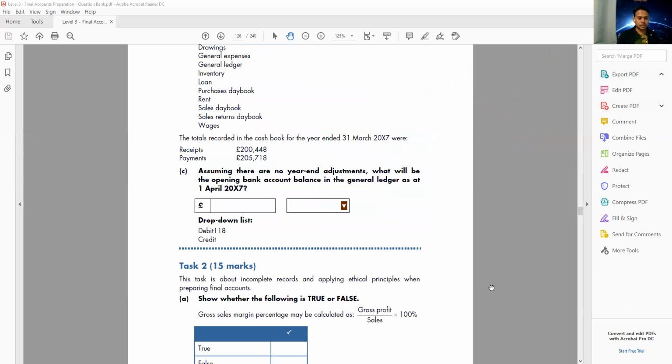So the final question we have here is that the total records in the cash book for the year ended 31st March 2007 were receipts. On the cash book, on the receipt side, we have this. On the payment side, we have this. That means on the debit side we have 204,48, and on the credit side 205,718. They're asking, assume there are no year-end adjustments. What will be the opening balance on the bank as at 1st April? Because this is ending on 31st March, so the next day, what will be the opening balance?